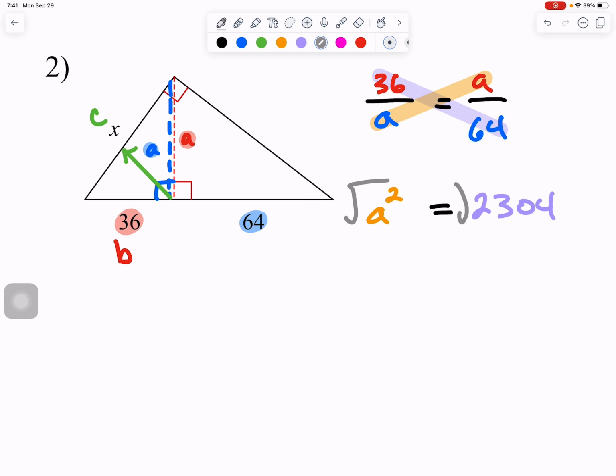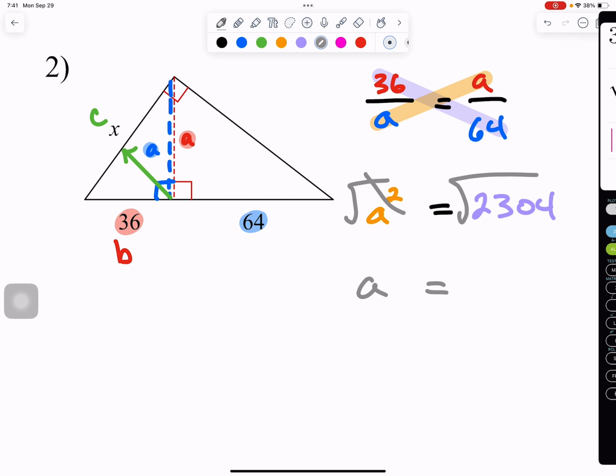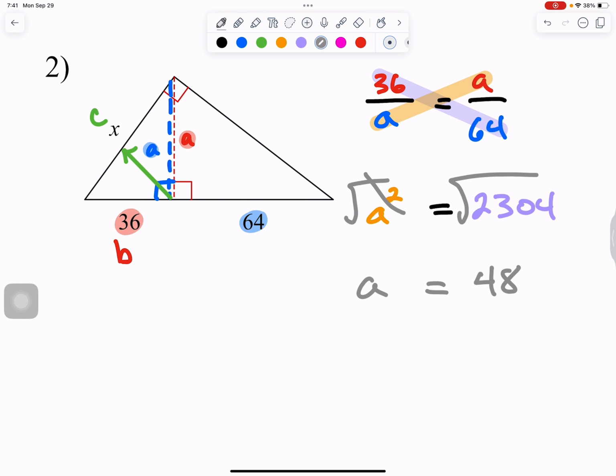We will take the square root of each side in order to get that A by itself. You see how that works? A equals the square root of 2304, which equals 48. So now that we know that this is 48 and this is 48, what we can do is play a little game of a squared plus b squared equals c squared.